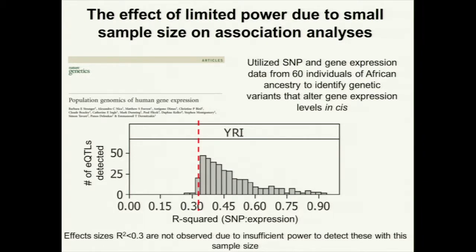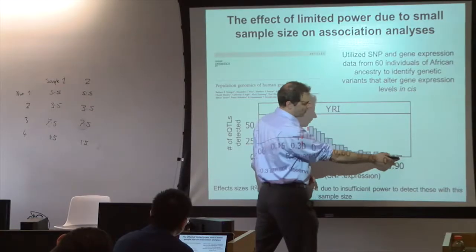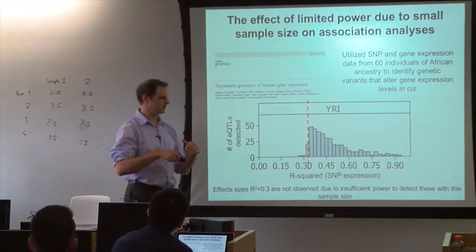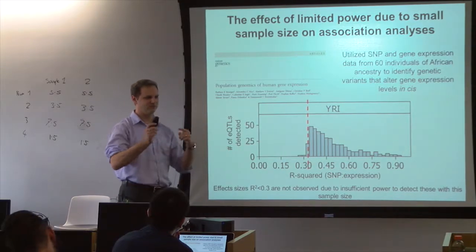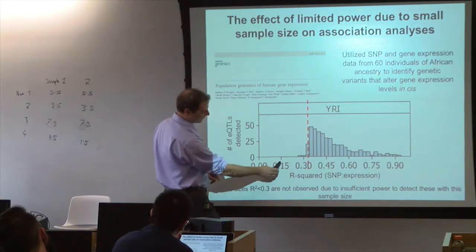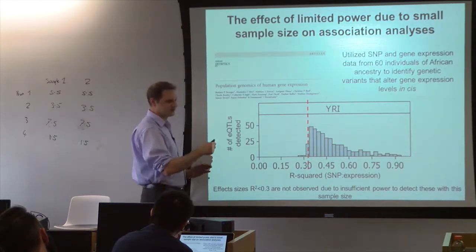And this is one of their figures showing the number of SNPs that influence gene expression, so the number of eQTLs they detected versus the R-squared value of those SNPs. So in other words, when you get to an R-squared of 0.9, that means 90% of the variability in the expression level of this gene is dictated by whether you have this SNP in reference or alternate allele. When you get down here, it's saying only 15% of the variability in the gene expression is linked with that SNP.